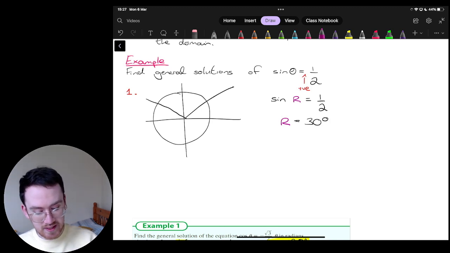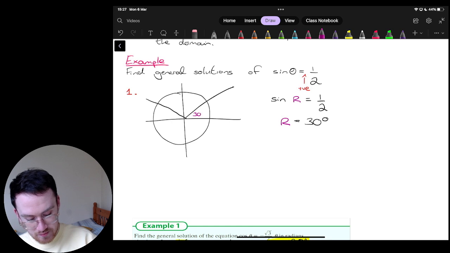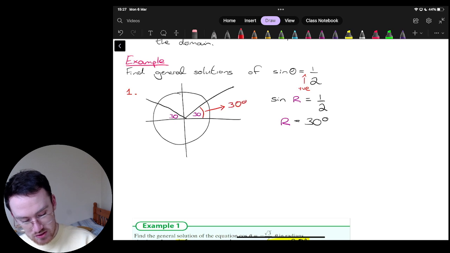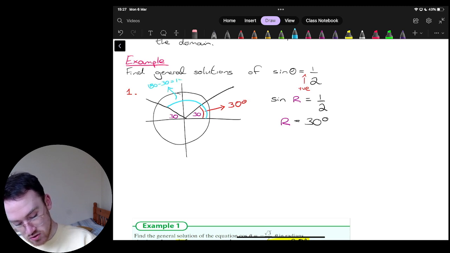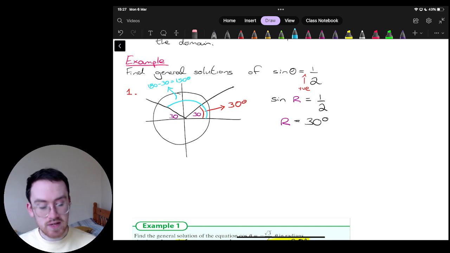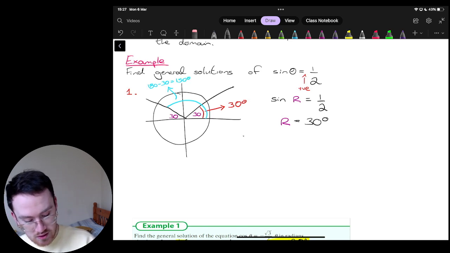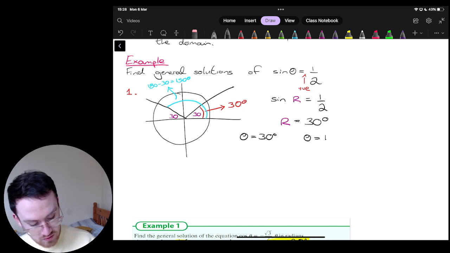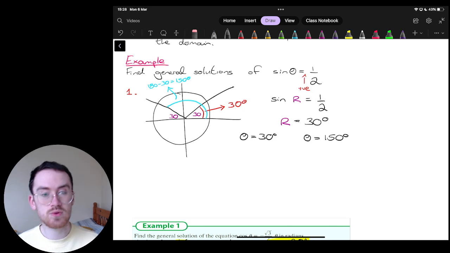So filling that in to my little diagram, I have 30 degrees here, 30 degrees here, I'm finding my two solutions. So my first solution is 30 degrees. My second solution is this blue line the whole way around, and that's going to be 180 minus 30, which is 150 degrees. So my two solutions for theta are that theta is either 30 degrees or theta is 150 degrees, because both of those values will solve this equation.